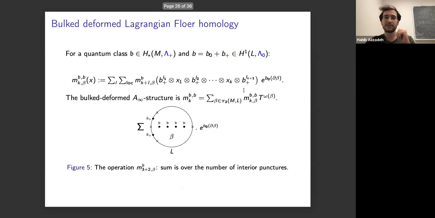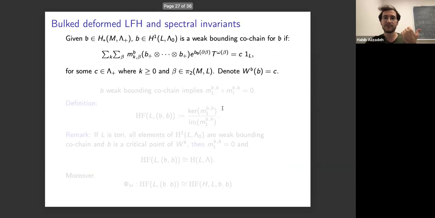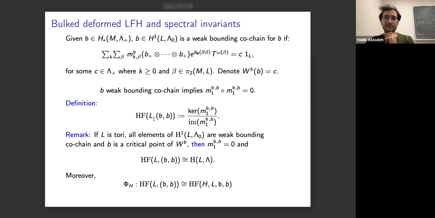So let me just show you where this was from. M1 is going to be from H star to H star. You can think of this H star as some complex, and M1 is going to be some differential. It squares to 0. Sorry for going back and forth. So it squares to 0, and then you can define the homology of this complex, and that's this bulk deformed Lagrangian Floer cohomology.